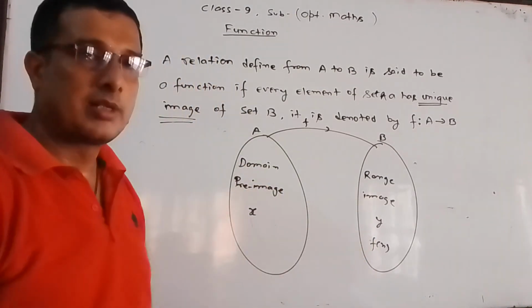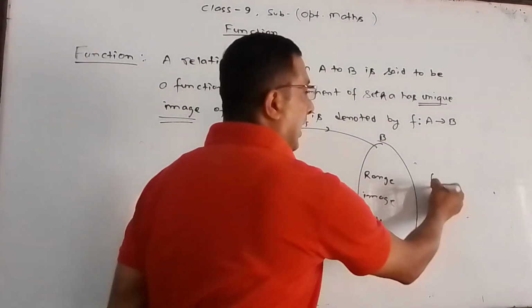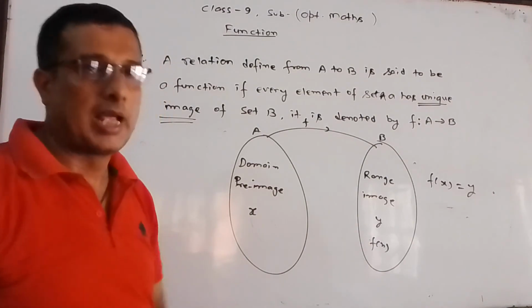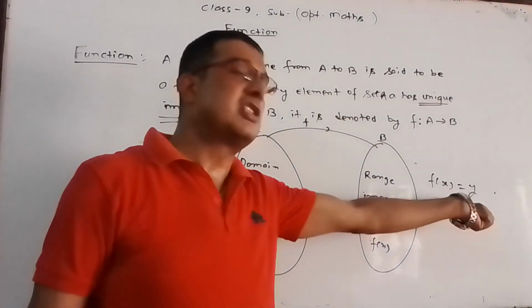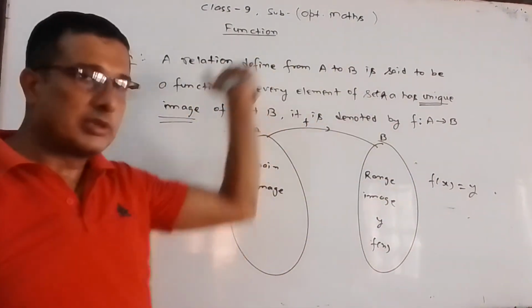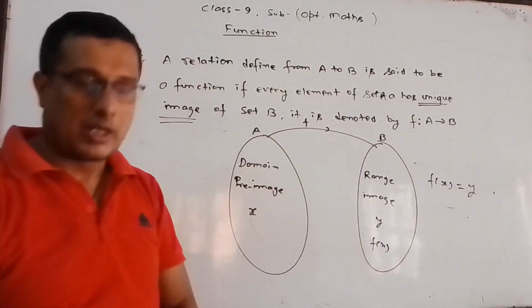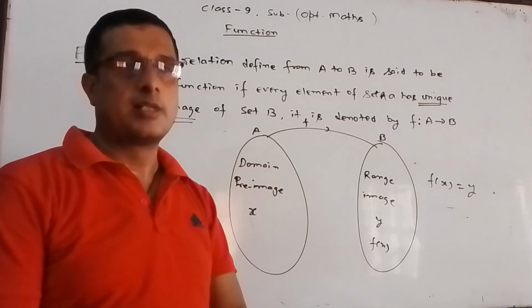Why are both equal? Just before, you saw I wrote F(x) is equal to Y. In the definition of function, I have written F(x) is equal to Y. So these are related to the function. I hope you understand. Thank you all of you.